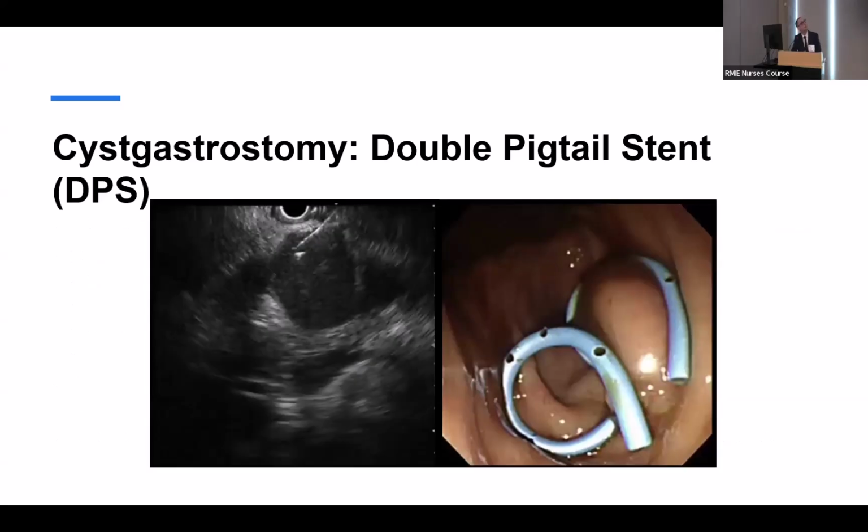Here's a nice little example. I don't have the video of it because it's so old, but you can see the 19 gauge needle up here in the pseudocyst, and then they would coil wires in here and then advance the double pigtail stents. And you can see those are the holes that, on top of the actual patency of the stent itself, those little holes will help with drainage.